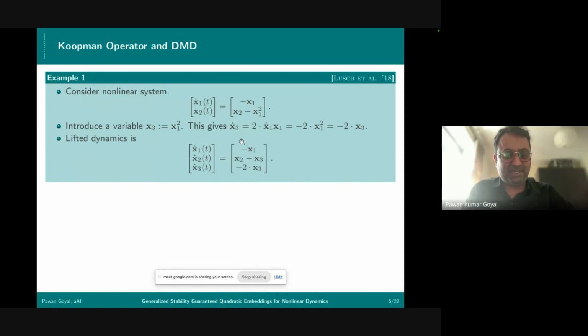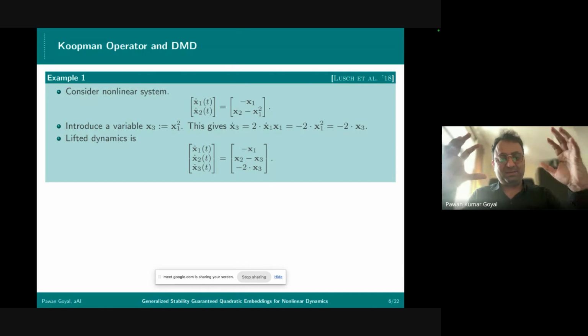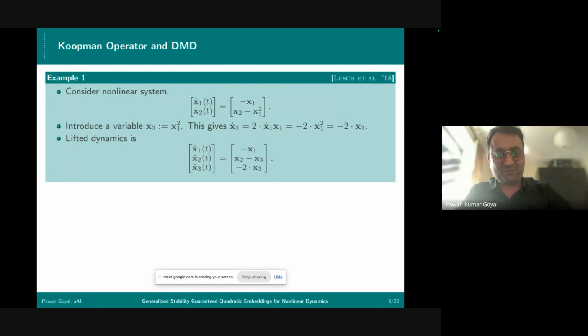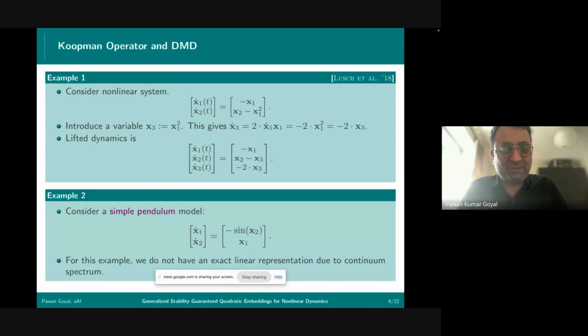What we'll see is linear dynamical systems now. We started with the quadratic nonlinear dynamical systems, but we can lift these nonlinear quadratic dynamical systems as linear ones if we introduce new variables. Sometimes we can find a finite dimensional linear operator, but generally it is not the case.